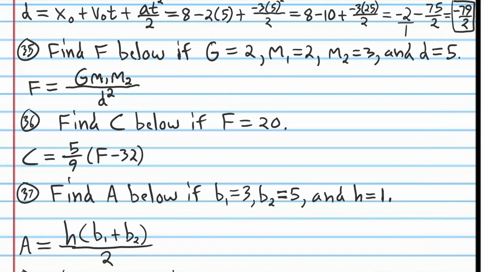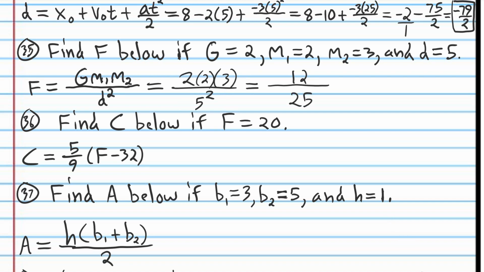All right, we're back. So plug in 2 for G, and 2 for m1, and 3 for m2, and then D is 5. So all we did was just plug in those numbers. And we're just evaluating the expression. So we have to simplify the numerator and the denominator. So 2 times 2 is 4, times 3 is 12, and then 5 to the second power is 25.